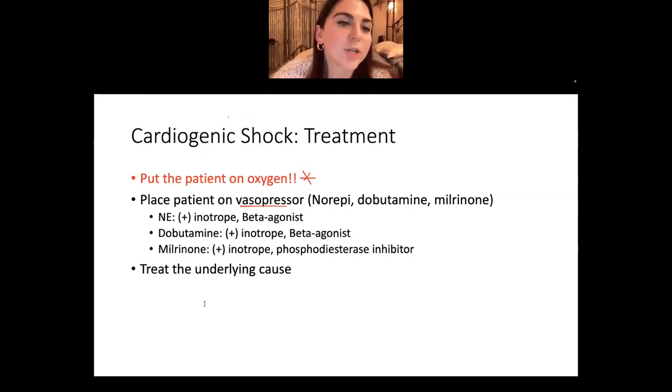And then other than that, you treat the underlying cause. So what's causing this cardiogenic shock? Try and treat it. Wouldn't a vasopressor decrease RBF, renal blood flow, right? Yes, technically it will decrease renal blood flow.